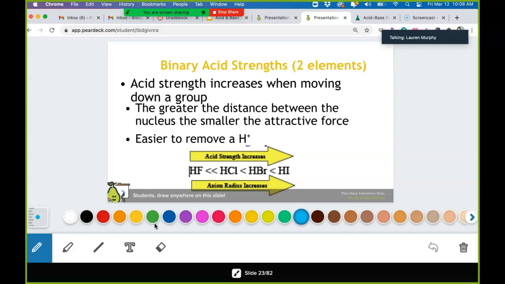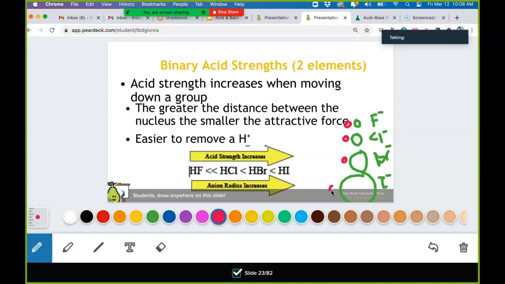So you've got like fluoride, and then chlorine, chloride, and then bromide, and then iodide. And these are all hooked up with a hydrogen, right? Okay.